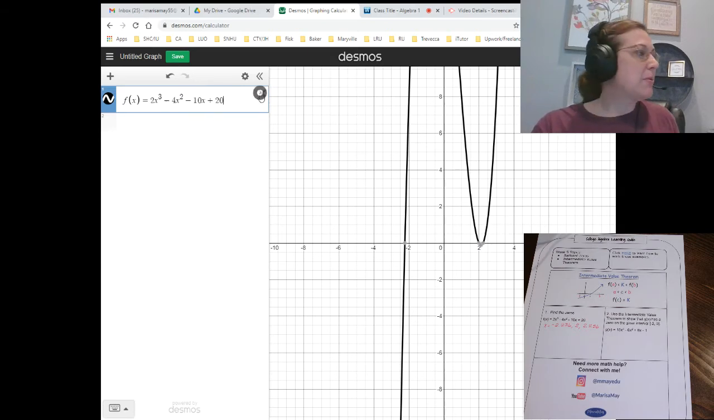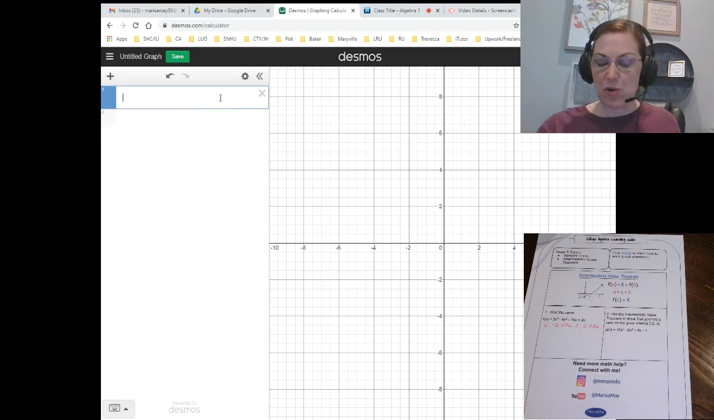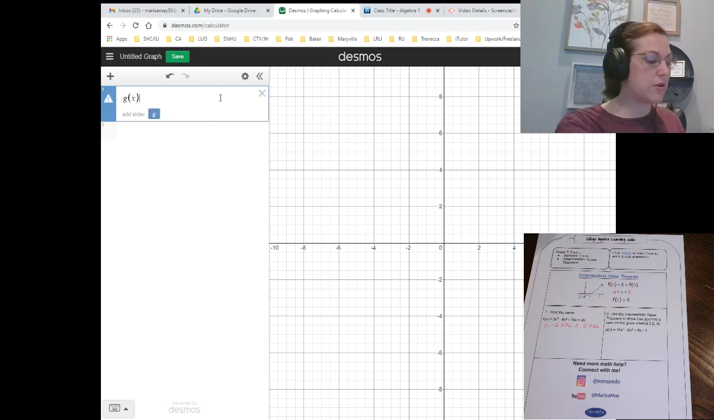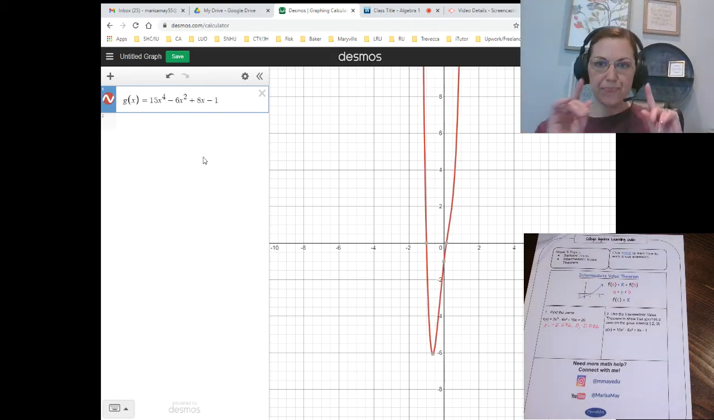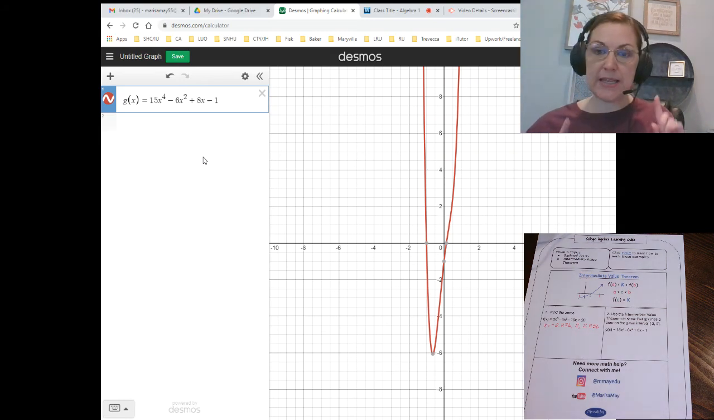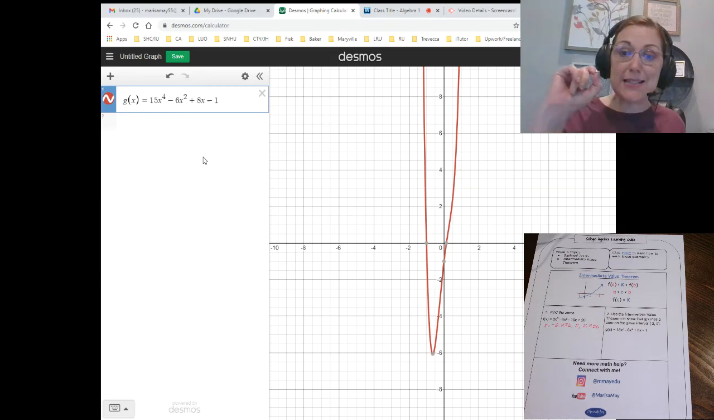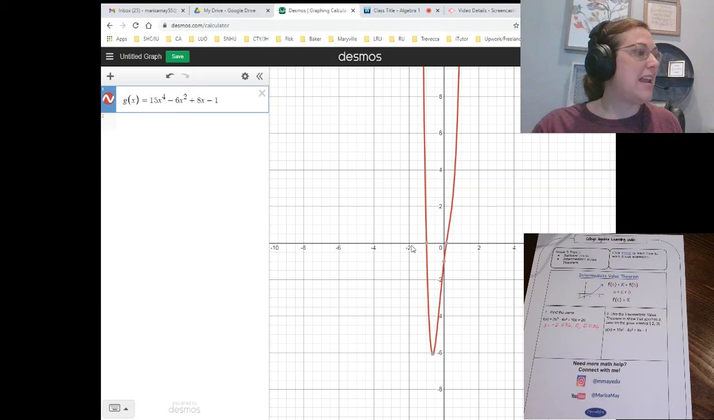Let's look at number 2, and let me explain the intermediate value theorem with it. But we want to take a look at this graph first. So let's look at g of x equals 15x to the fourth minus 6x squared plus 8x minus 1. Okay. Now, here's what it's saying. It's saying, show with the intermediate value theorem that there is a zero, that there is an x-intercept, on the interval from -2, so here, to 0. Show me that it crosses the x-axis at least one time in that interval.